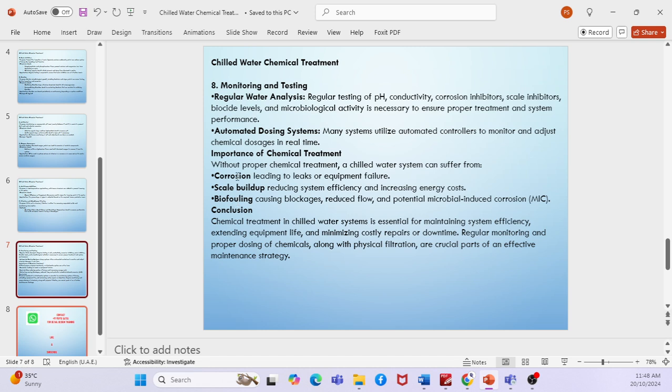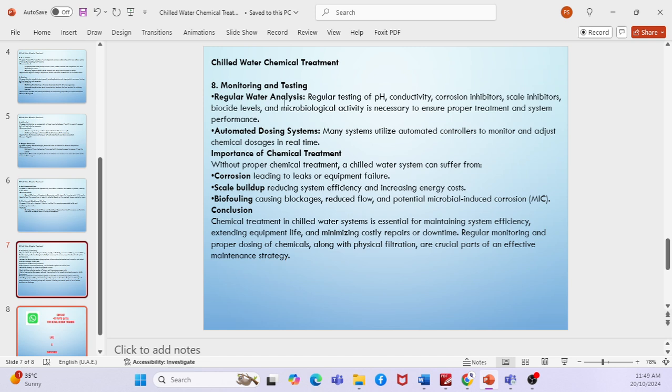Okay, so this is what we normally use: corrosion inhibitor, then pH control, and after that biocides. We use these types of chemicals to maintain the water quality. The chemical treatment in a chilled water system is essential for maintaining system efficiency, extending equipment life and minimizing costly repairs or downtime. Regular monitoring and proper dosing of chemicals along with physical filtration are crucial parts of an effective maintenance strategy.